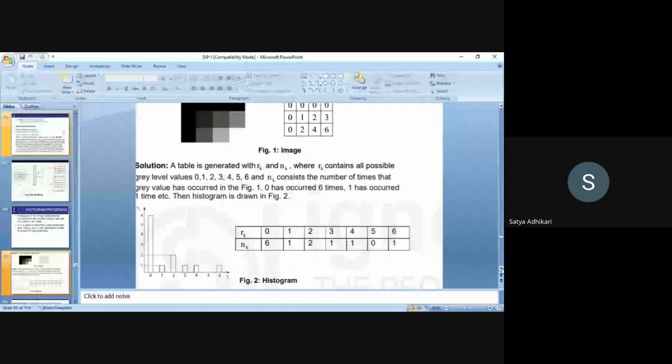0 occurs 6 times, so the bar of 0 has the greatest height. Then 1, 2, 3, 4, 5 and 6, and this is the histogram. This tells us how many times a particular gray level value occurs. 0 occurs 6 times, 1 once, 2 twice, 3 once, 4 once, 5 none, 6 once. So this is the histogram representation of a particular region of the image.